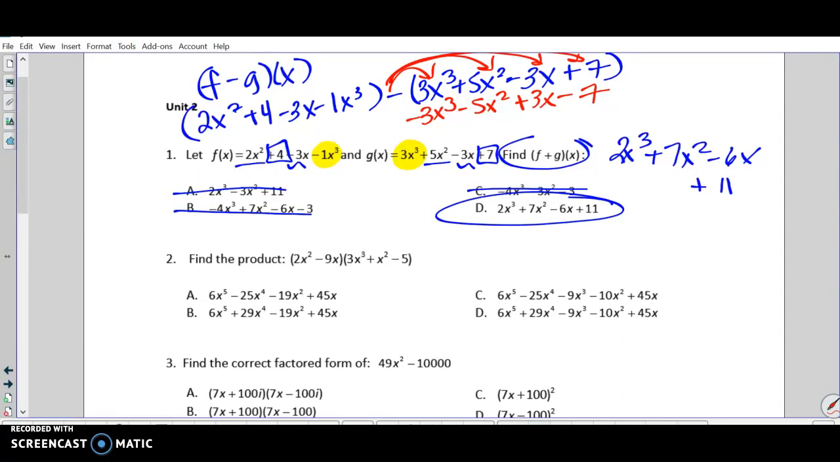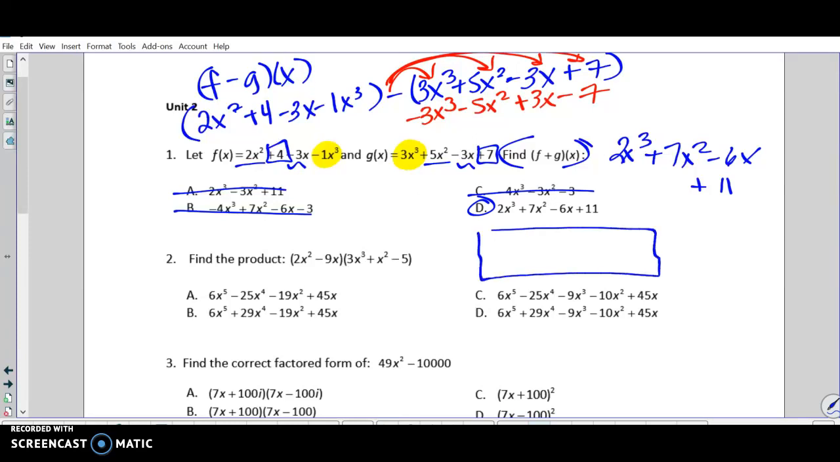Number 2, you're finding the product. That just means that I am multiplying using my area model. I took up a lot of room for that one. It is a 2 by 2, or 2 by 3, so I've got to make sure my binomial stays on this side, my trinomial on the top. So we're going to multiply to the inside and then combine like terms.